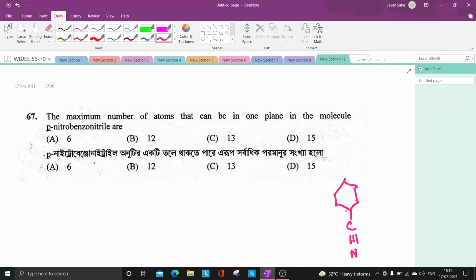Yes, see, the structure of para-nitrobenzonitrile is this one, and here we have N, O, and O double bond. Here it is minus, here it is plus. Now you see, this carbon atom and this N are sp hybridized, so this is a linear molecule. You see, this is in this plane only.